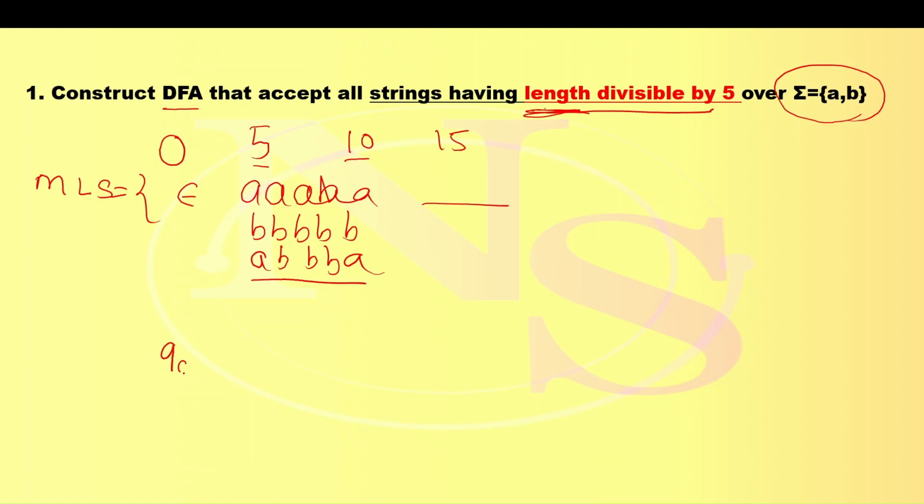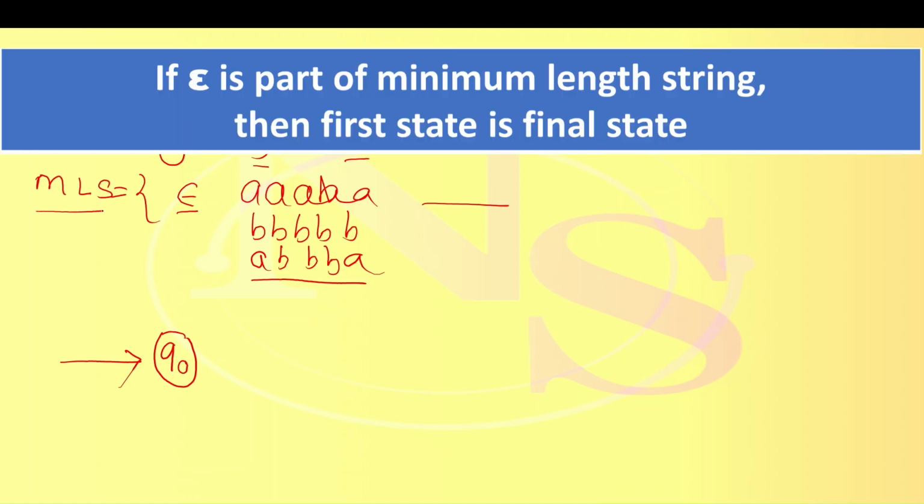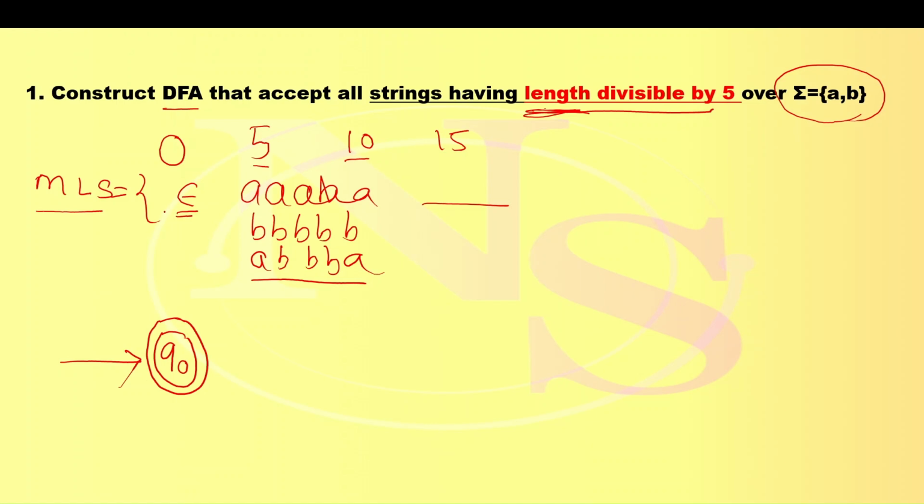Automata consists of various states, and states are represented by circles. The first state is Q0. As we know, when epsilon is a part of the minimum length strings, our starting state becomes a final state. So epsilon gets accepted. Take the next valid string, 5 a's. As the length is 5, it's divisible by 5. So this length 5 string should get accepted.